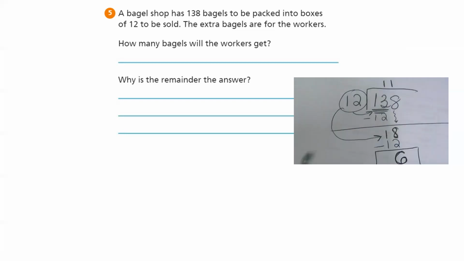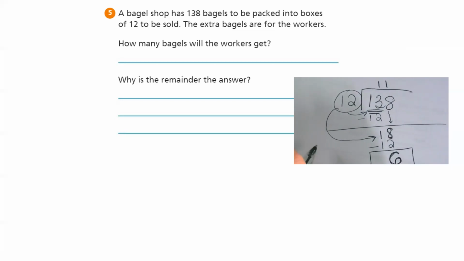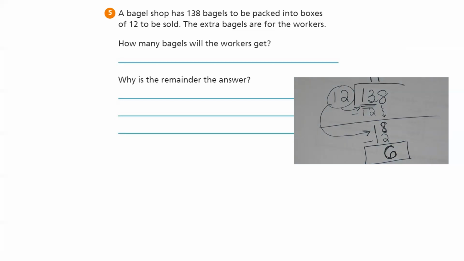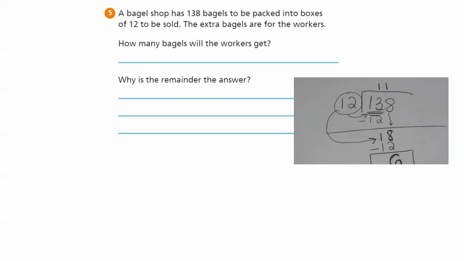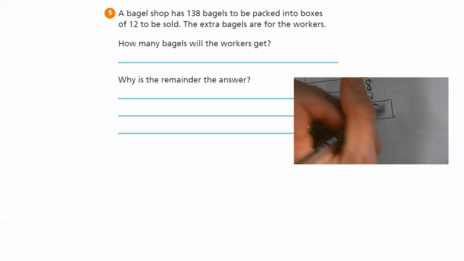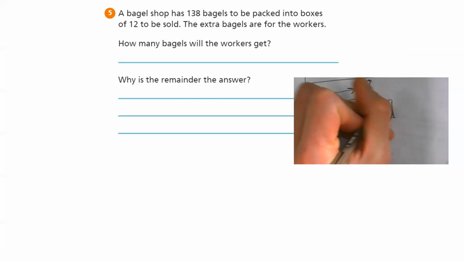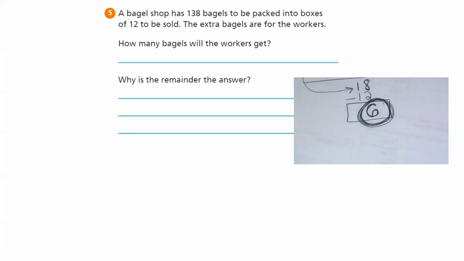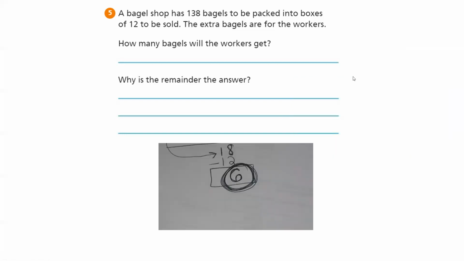So in this question, we don't need to put 6 12ths, right? They're not asking us how many boxes. 6 12ths would be how many boxes they're going to be able to make? 11 and a half. But they're not asking us how many boxes. They're asking us how many bagels will the workers get. And the boss said they're allowed to get any leftover. After they made 11 full boxes, there's 6 bagels left over. What a nice boss, letting each of the workers have some extra scrap.